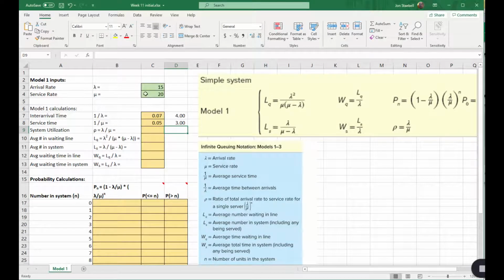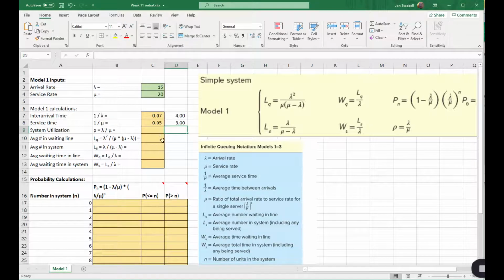And with a capacity of 20 customers per hour, it makes sense that each customer would take 3 minutes. So these two I'm just expressing in minutes instead of hours. It's the same thing, just a different time scale.